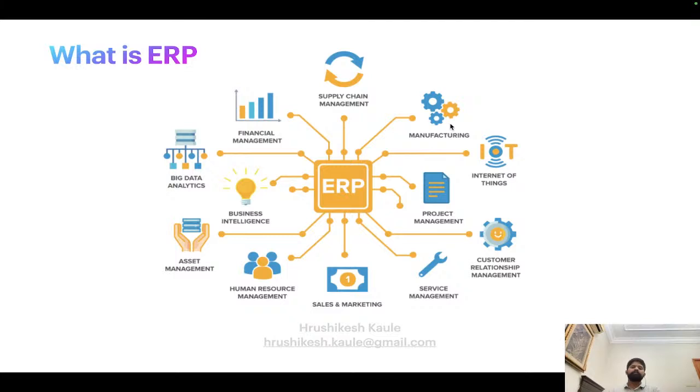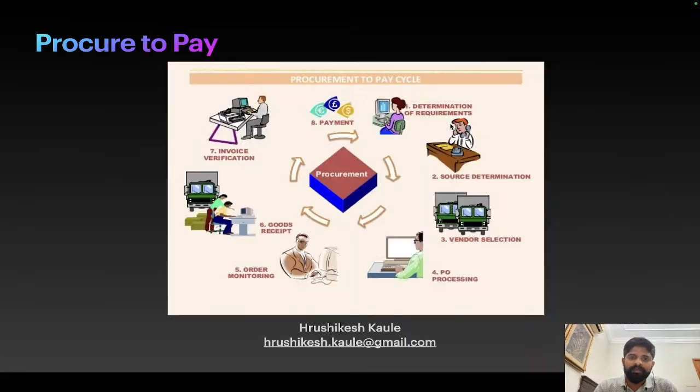Then what is ERP? ERP has supply chain management, which is SAP MM, in which we have procurement and inventory management, and manufacturing, which is SAP PP. Apart from that, human resources and asset management come into finance. Also, there are multiple things recently introduced, like Internet of Things, big data, and many others.